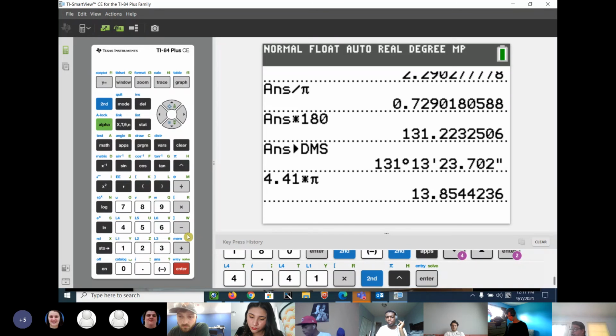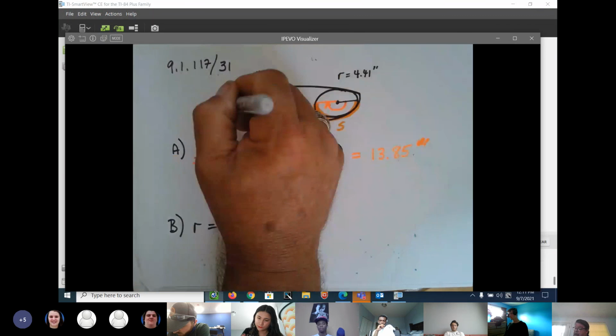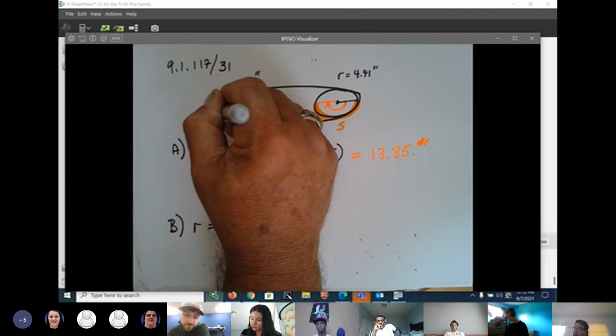13.85 inches. So if the chain moves 13.85 inches, then how far does the back gear turn? The same amount. So with part B, I'm going to use the blue color. This S is the same thing as here. Now let's ask the question.